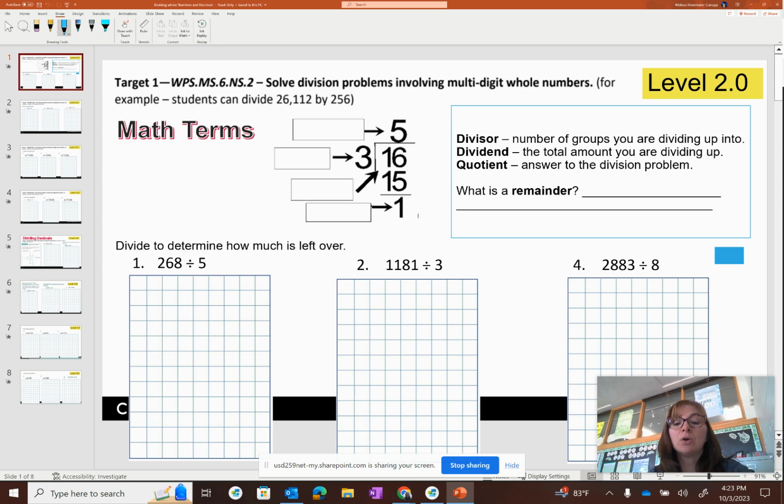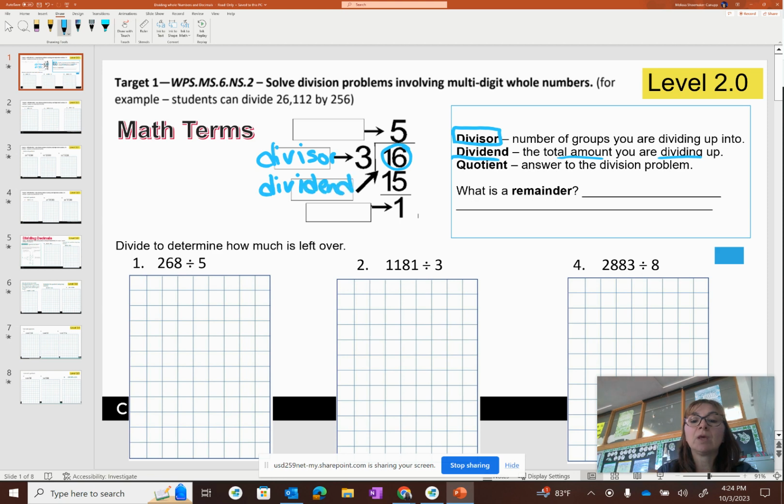So, starting out with a level 2, we need to know what the math terms are. Divisor is the number of groups you are dividing up into. So we have that word right here, divisor, number of groups you are dividing up into. That's going to be the 3 that's on the outside of the house. The dividend is the total amount you are dividing up. So that's going to be the number that's inside the house. The quotient is the answer, so that's on the top.